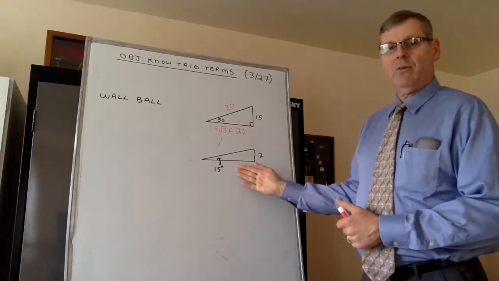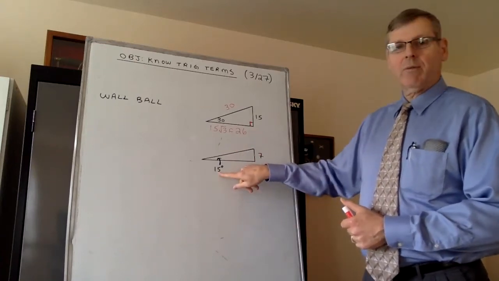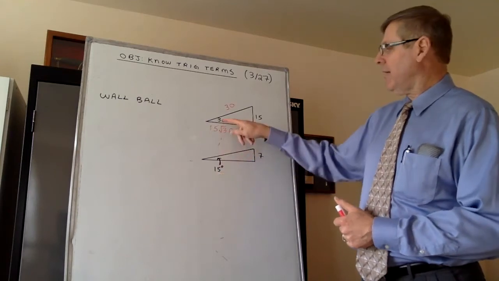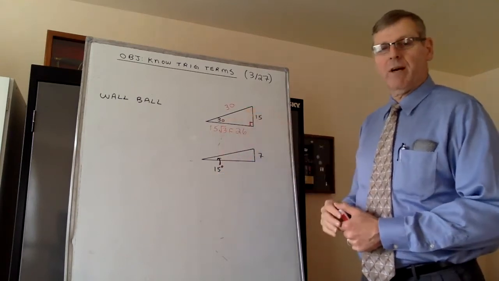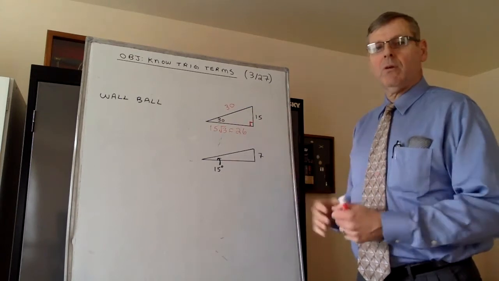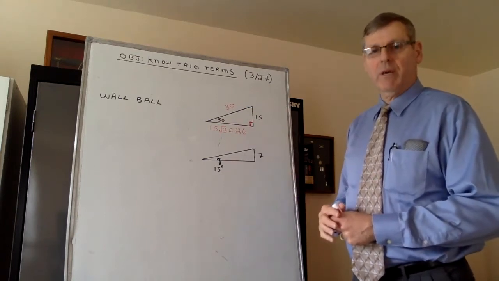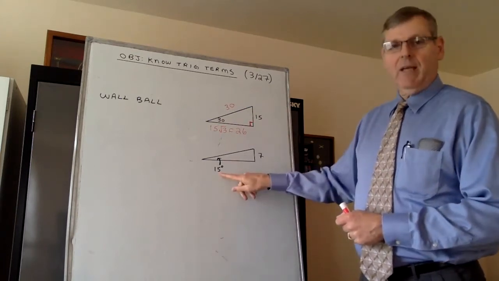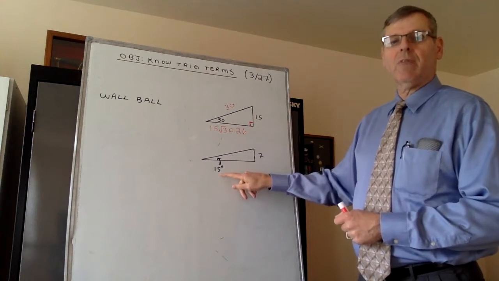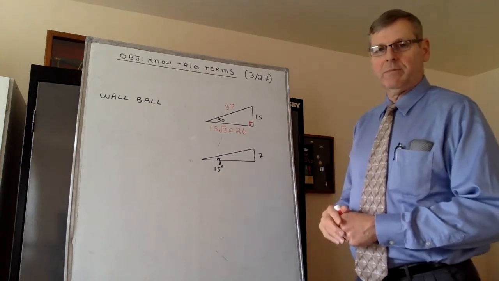I don't know how to do this problem because this is not one of my special triangles. It's not a 30, 60, 90 or a 45, 45, 90. Those are the only two triangles we know how to solve right now. Today, we're going to start looking at how to solve all right triangles.